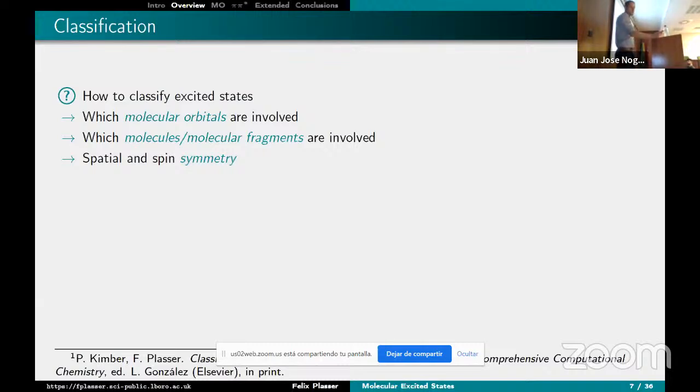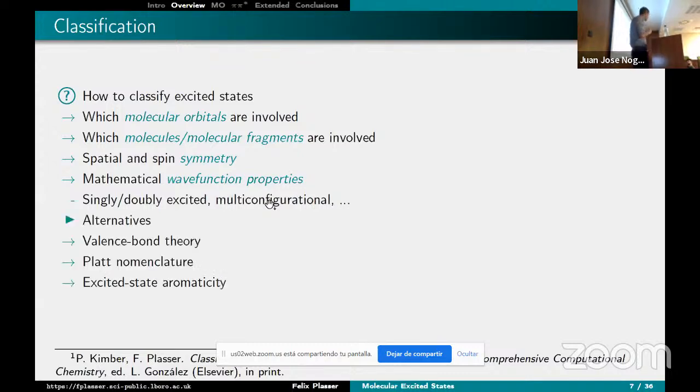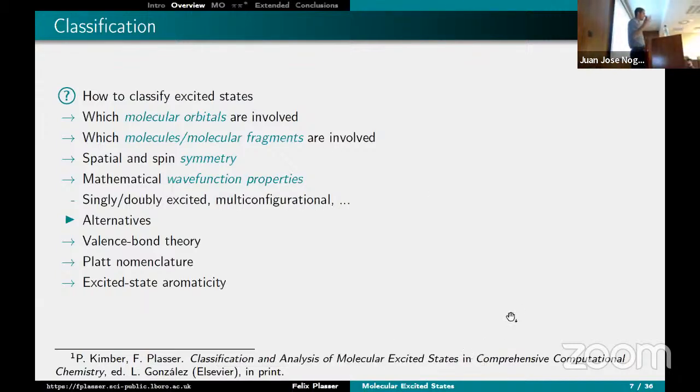And then you could talk about spatial and spin symmetry. You could have a 1Ag state, you could have a 3B2u state, and so on. We could talk about mathematical wave function properties, like is the state singly or doubly excited? Is it multi-configurational, something that only makes sense once you can look deeper into the wave functions? And then there are some other alternatives that come up in different papers, and often it's not even clear what they mean.